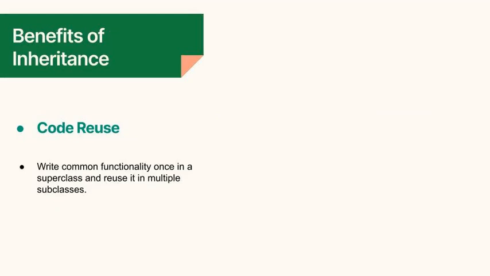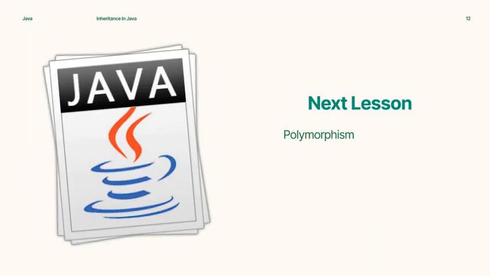Benefits of inheritance. Inheritance allows you to write common functionality once in a superclass and reuse it in multiple subclasses, reducing redundancy in your code. Inheritance also helps achieve polymorphism, which we will learn in next video.